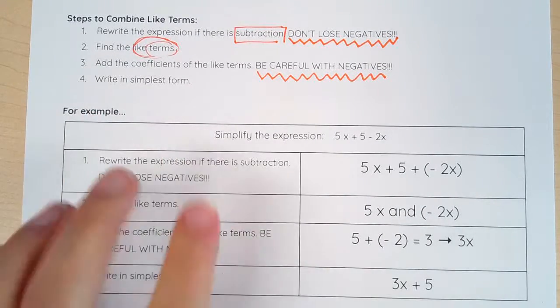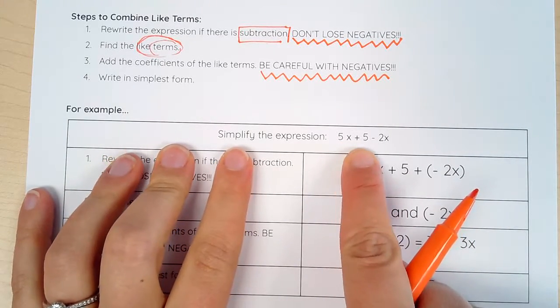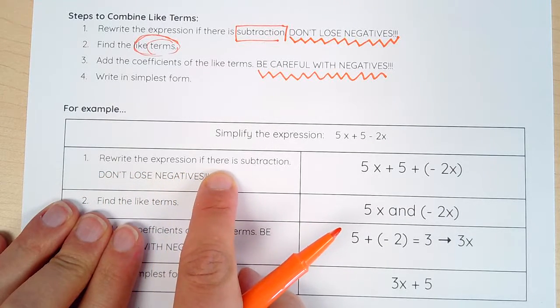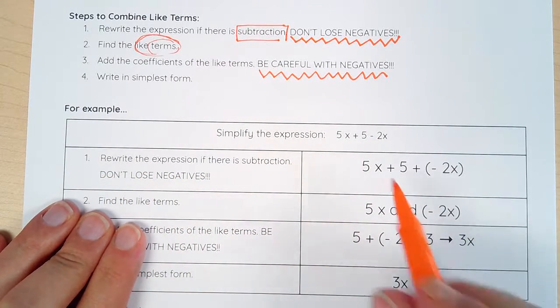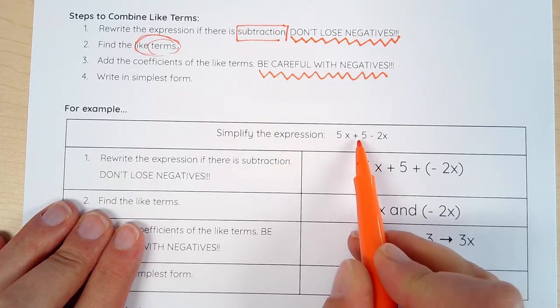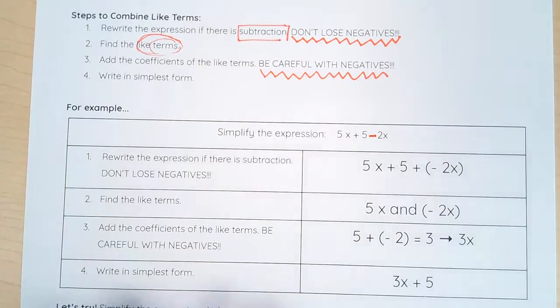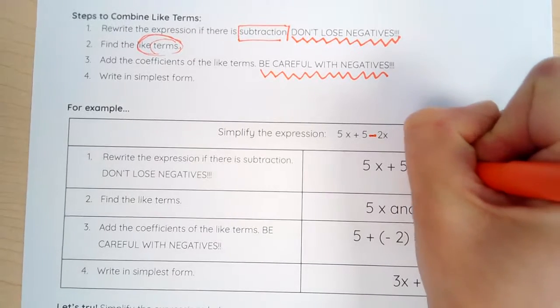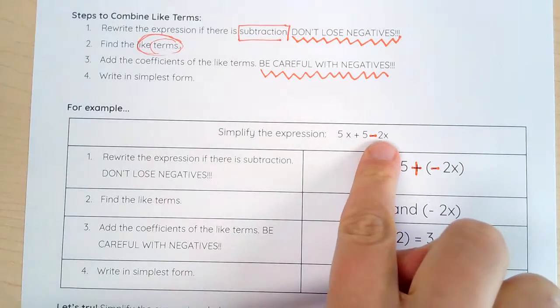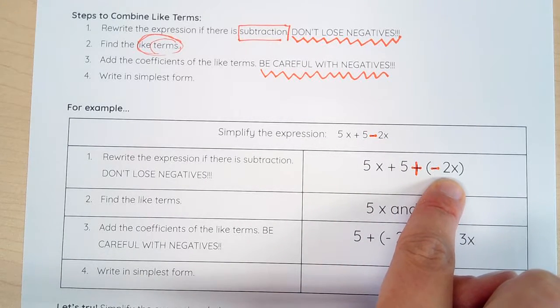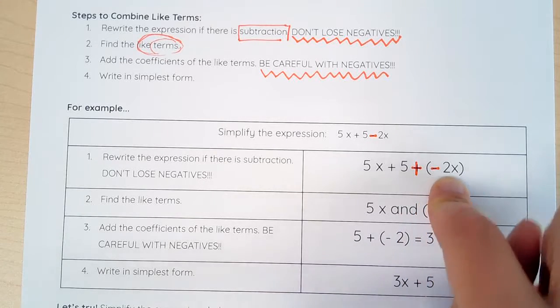So let's take a look here. If we have the expression 5x + 5 - 2x, we'll start by rewriting the expression because there is subtraction. So 5x can stay the same, plus 5 can stay the same, but then we've got that minus. So we turn that subtraction into addition of the opposite of the next term. So here we have positive 2x. The opposite of that is negative 2x.